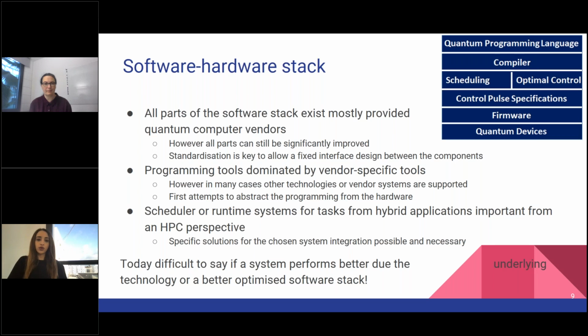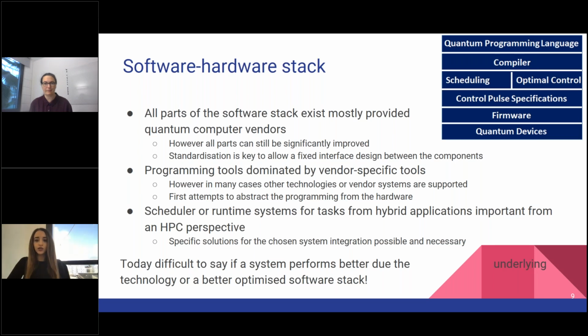The second point is about the programming tools. Again, today, the programming tools that exist are still much dependent on the underlying technology and in general developed by the hardware vendor, even if we have some exceptions.